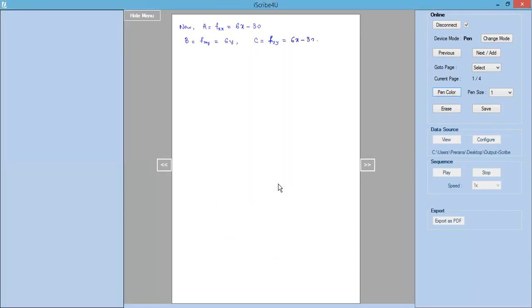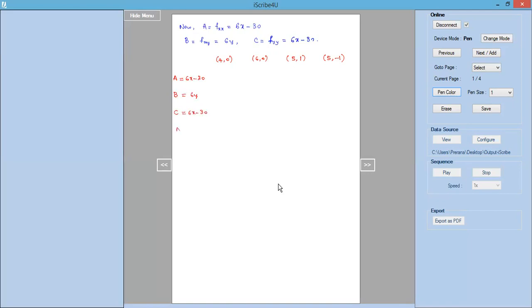So I'll write all the stationary points column-wise. In the second column, it should be 4, 0, 6, 0. Then we have 5, 1, 5, minus 1. And we write down capital A, B, C row-wise here. In the second row, I will write capital A, 6x minus 30. Capital B, 6y. Capital C, 6x minus 30.